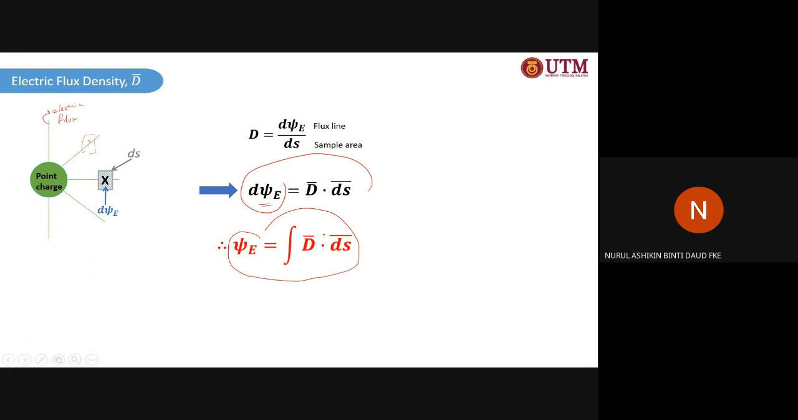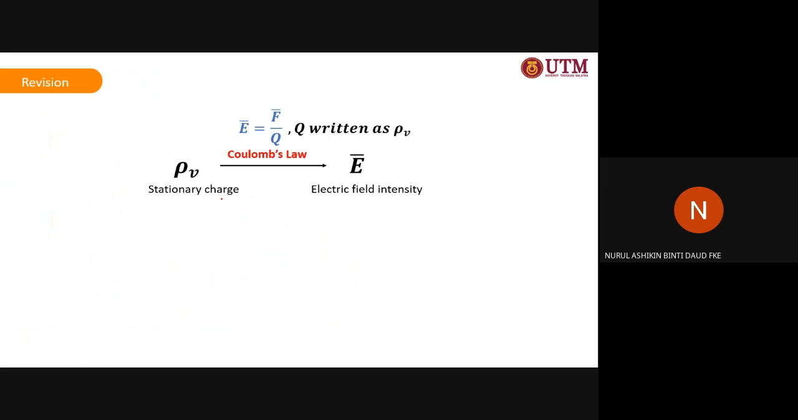Now let's revise what we have learned previously. From the stationary charge, through Coulomb's law we can obtain electric field intensity, and I have also mentioned we can obtain the electric flux from the stationary charge through Faraday's law, which is represented by this symbol.